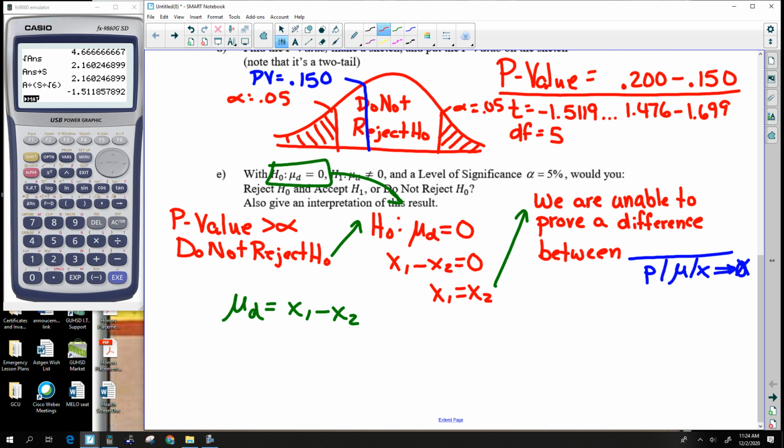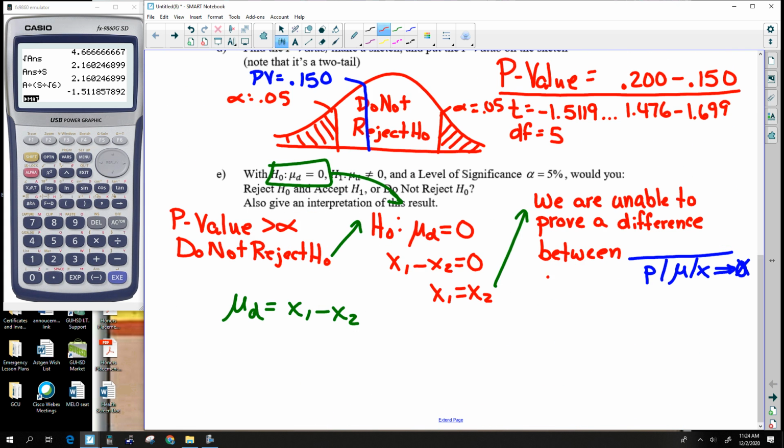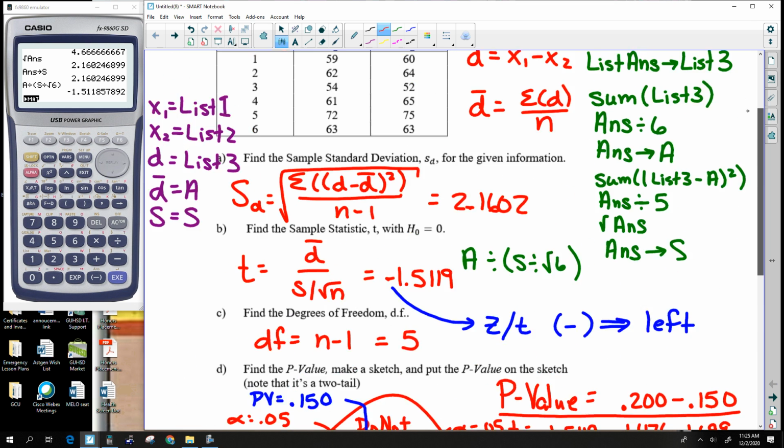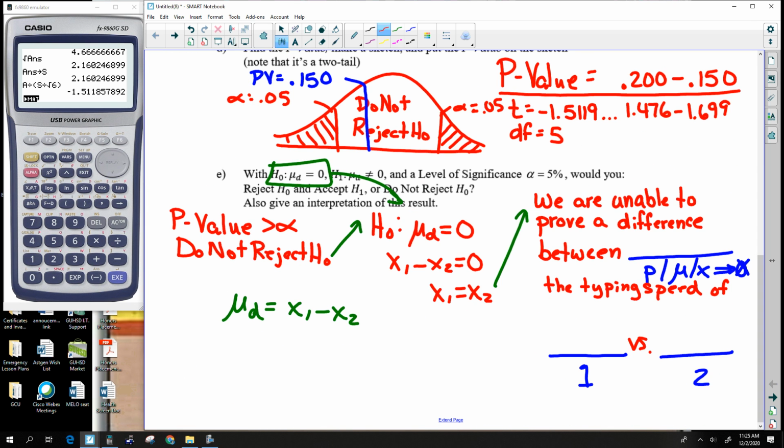So we go into now the description of what that would be, and this is the typing speed. And then we go ahead and fill in the rest, which is going to be 1 versus 2. Literally use those words. Not 1 or 2, but versus. Category 1 is the new keyboard. Category 2 is the regular keyboard.